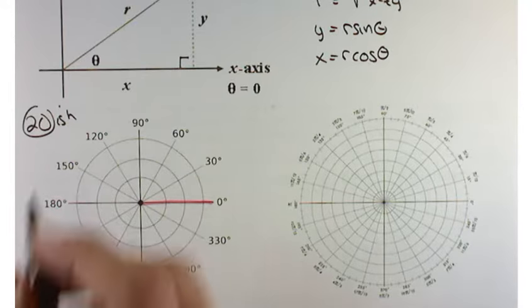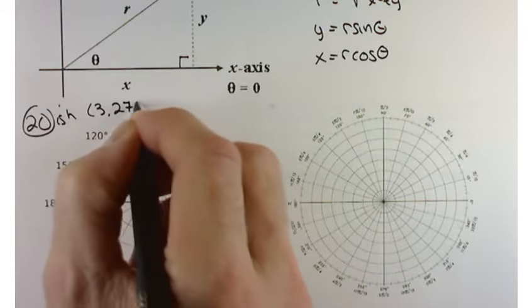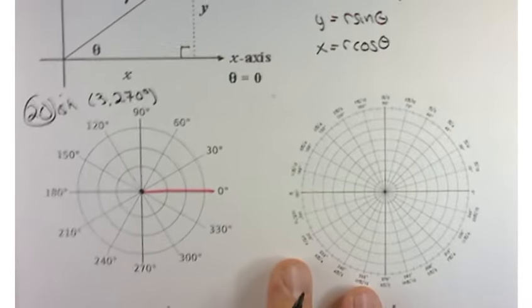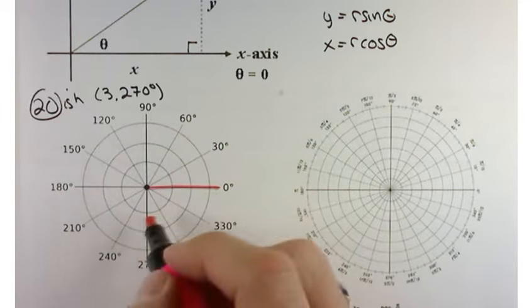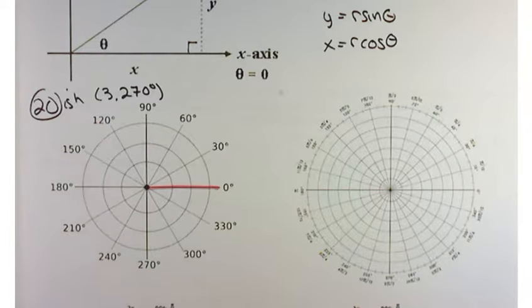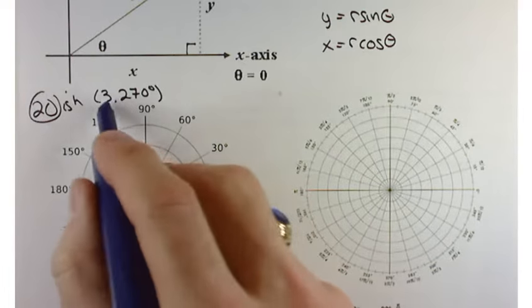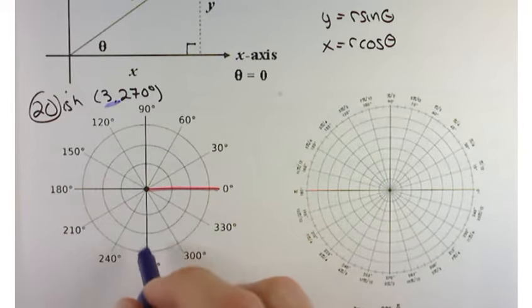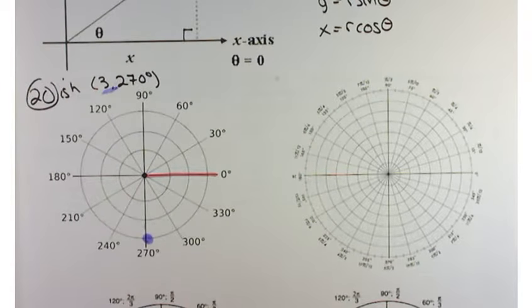All right, so let's graph 3 and 270. What you're going to do when you graph these points is, first of all, find the angle. So we'll go around here, 270 is down, and then you want to march out the appropriate radial distance. So 270 is here, and then I want to move a distance of 3. 1, 2, 3. So here's my point at 3 and 270.